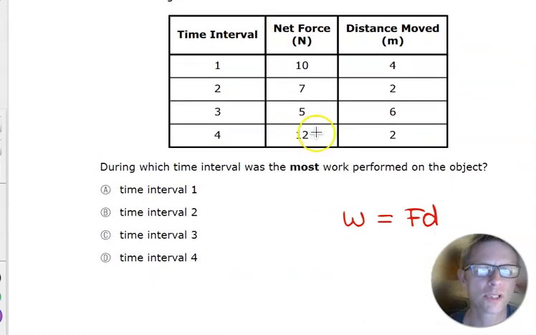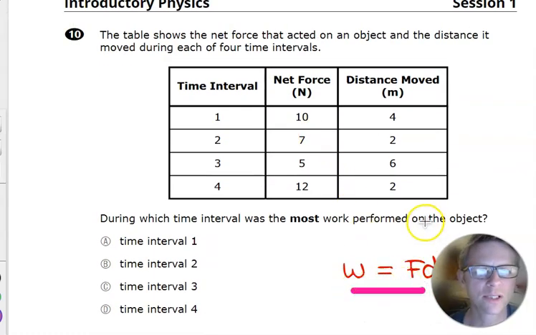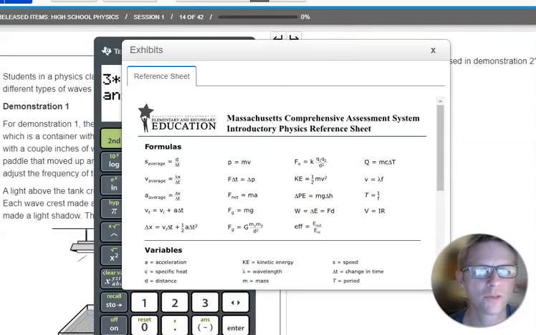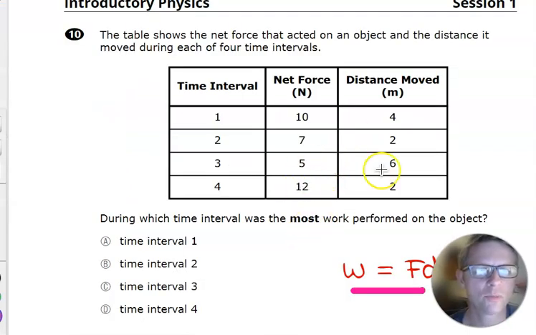In this one, we're just going to use the work as force times distance equation. Again, that's found right here in the exhibits. If you just look it up, work is force times distance right there. So for the most work performed, just do the math, force times the distance, and you're going to see which of these is clearly the greatest.